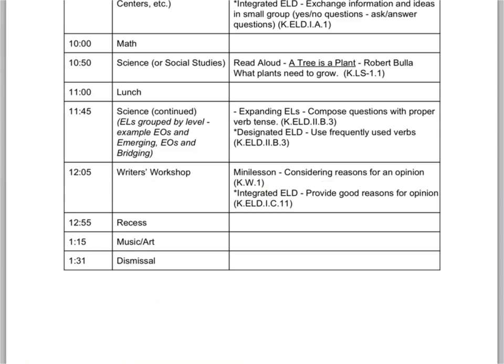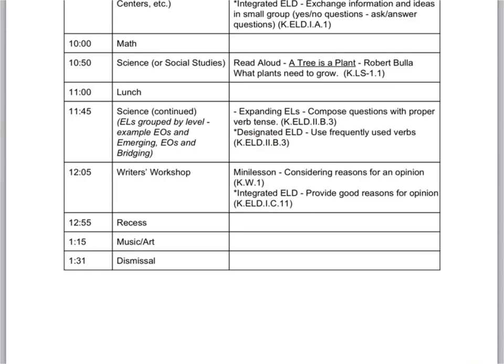And for this designated portion of the ELD, remember there are 3 branches of the ELD standards, and this is the time to work with language. And this standard is based on using verbs, adjectives, sentence structure, noticing how text is structured, and this is a good way for students to access science text.